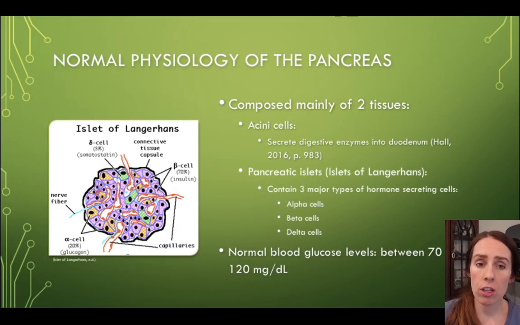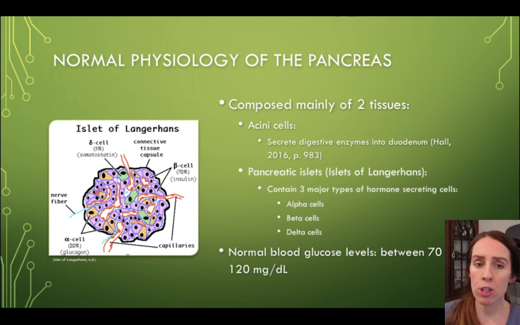So the normal physiology of the pancreas: it's normally composed mainly of 2 types of tissues, the acini cells and the pancreatic islets. The acini cells aren't really going to be the focus of this lecture. They're not the source of dysfunction that causes diabetes. It's the pancreatic islet cells that we're going to focus on.